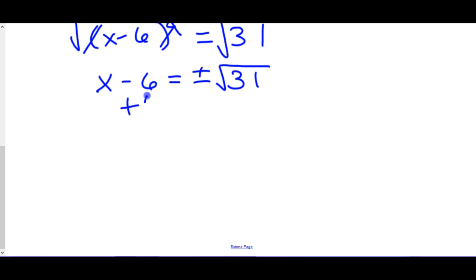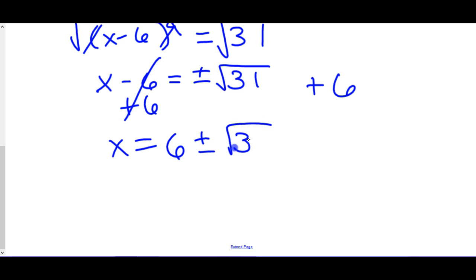We need to do the opposite of minusing 6, which is adding 6. Now because this is a square root, I can't actually combine them together. So standard math notation is to put this number without the square root first and the number with the square root second.